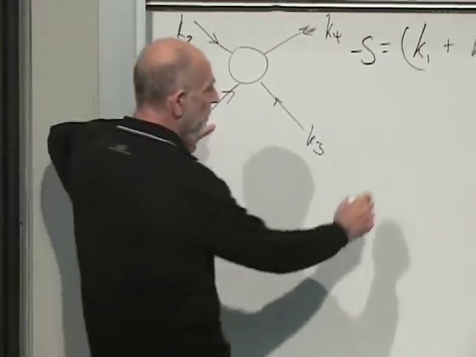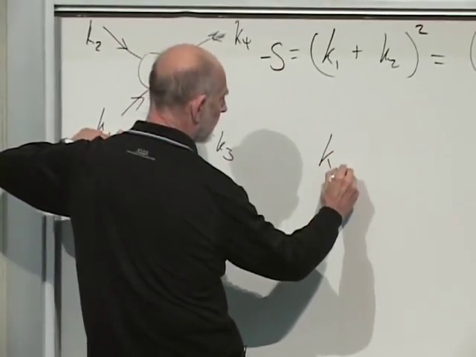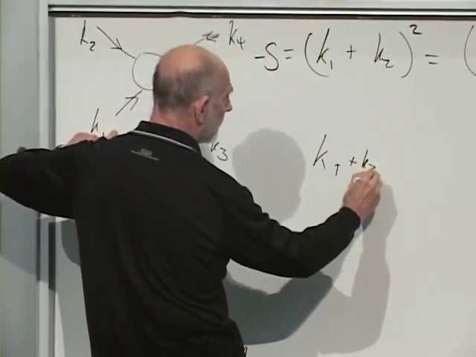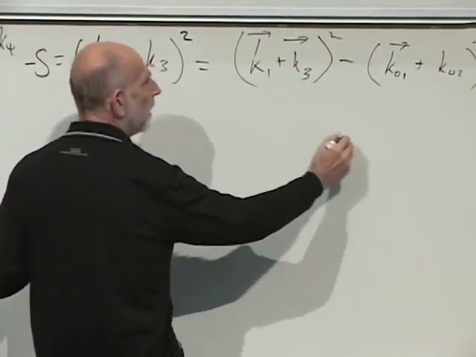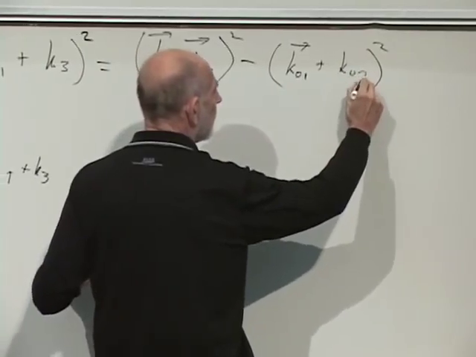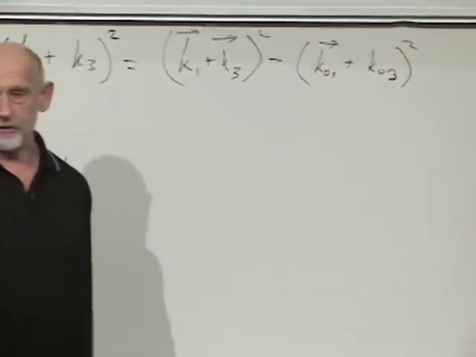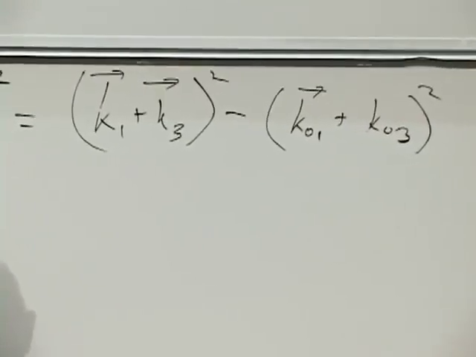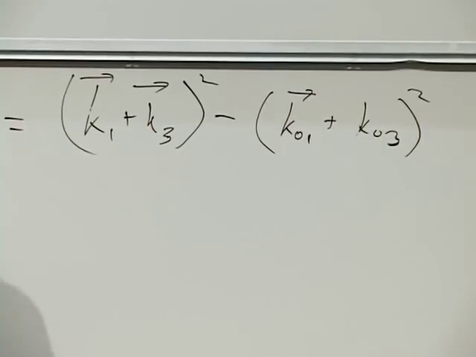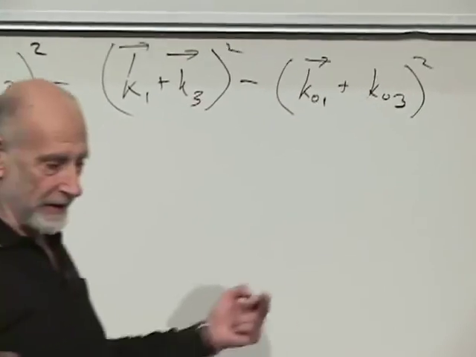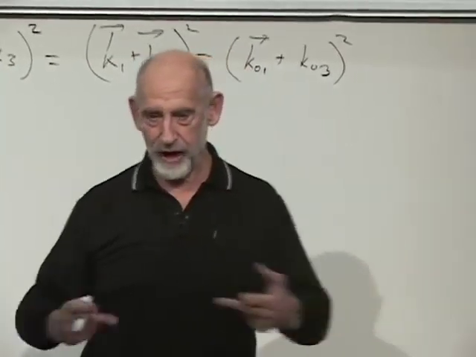So let's take K1 plus K3 squared. All right, here it is. K1 plus K3 squared. How about this? What is this in the center of mass frame? It is K, same as K2 and K4, but that doesn't help. I want to know how big it is. All the particles have the same energy, incoming and outgoing. All they do is scatter through an angle.